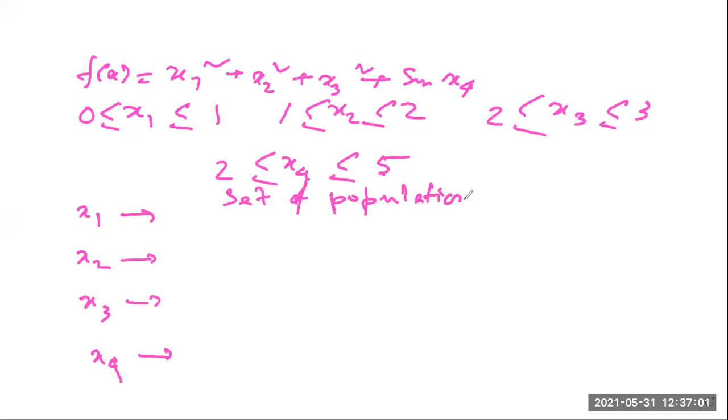Now, how will we generate the set of population? Let us say the number of population is denoted by NP, and let us say it is 10, for example. So for x1, we'll generate 1, 2, 3, 4, 5, 6, 7, 8, 9, 10. We'll take a random value between 0 to 1. Let us say we are getting 0.12, 0.24, because we can select randomly.